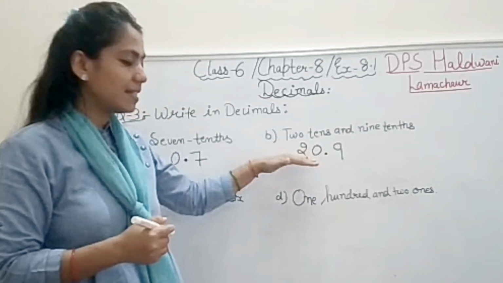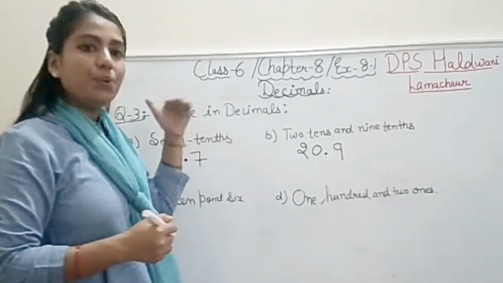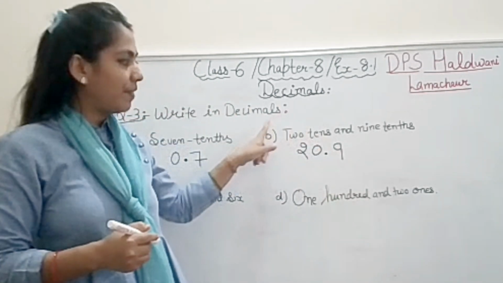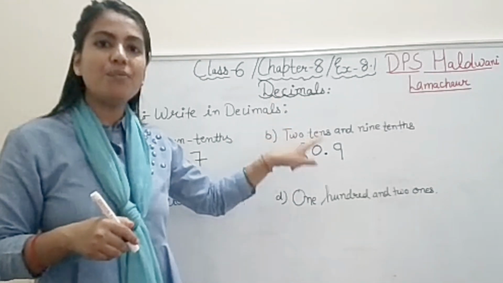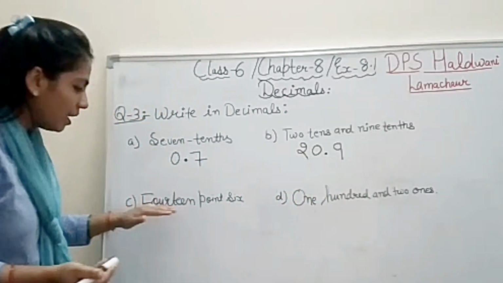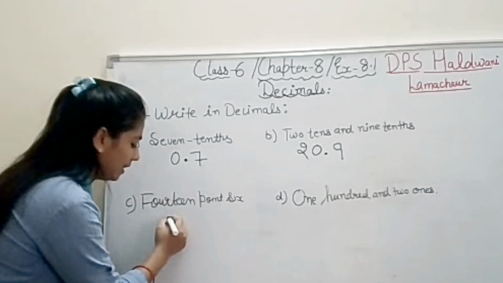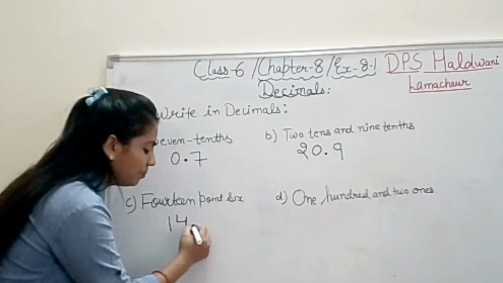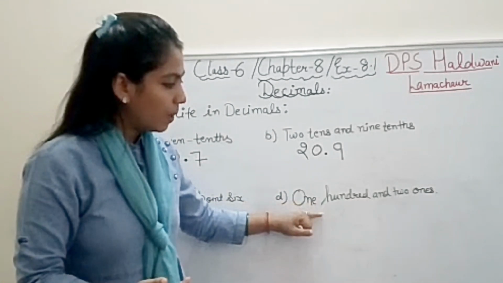See, this question is just the opposite of question number 1. Question number 2, we have in this form, we have written in the place value table. Now, the question we have in this form, we have to write in the decimal form. Very simple. C part, 14.6. It is already given in the simple manner, 14.6. Right?